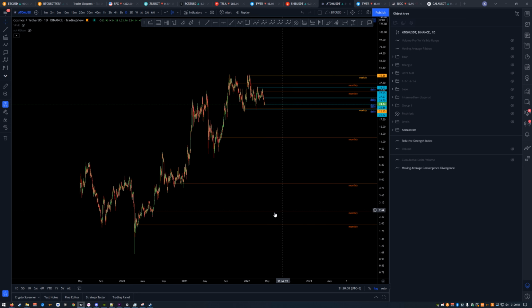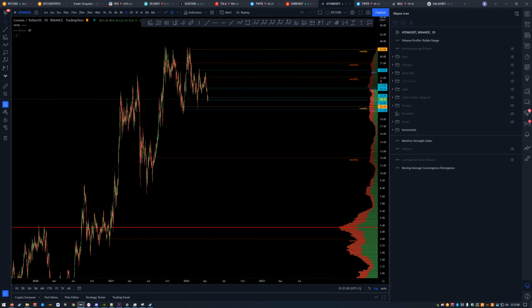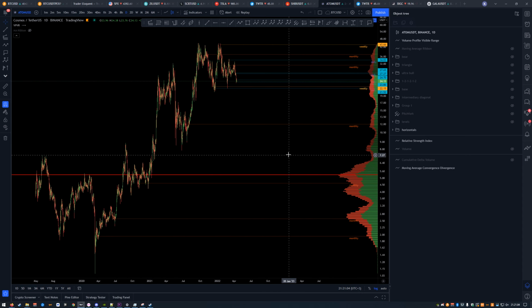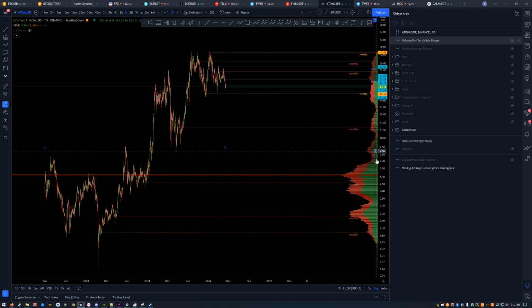First, let's take a look at some horizontal levels. Primarily, let's take a look at the overall volume profile as well. This volume profile here is for the whole structure. We see loads of volume down here, giving us some really nice support if we ever get down here.